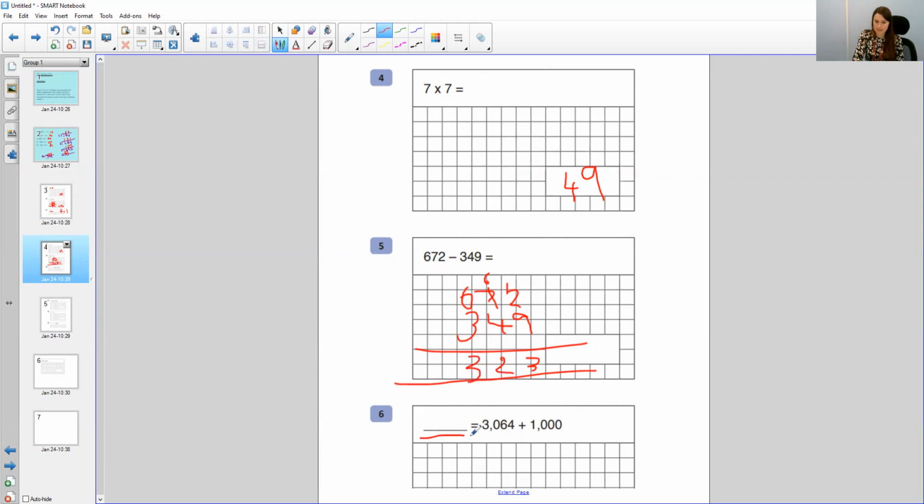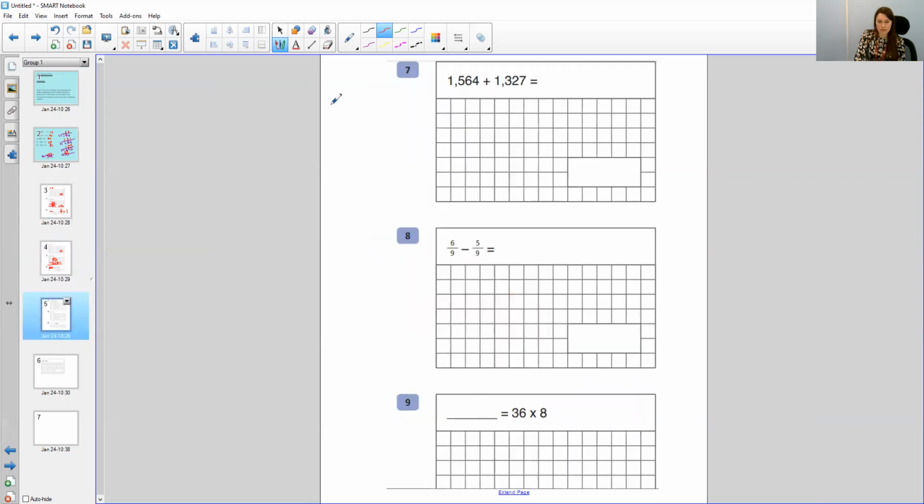Okay, this one, just because there's the gap at the beginning doesn't mean it's any different. We're still looking for an equal equation. 3064 add 1000. All I have to do is increase the thousands column and leave everything else exactly the same.